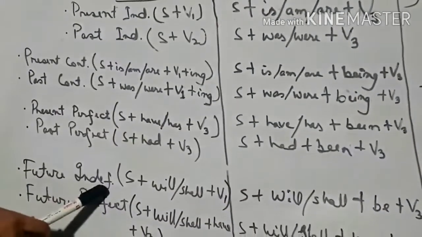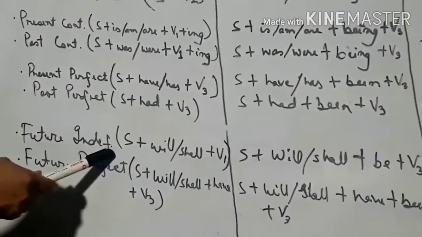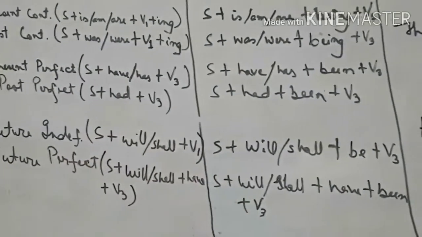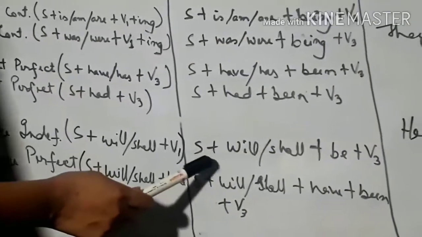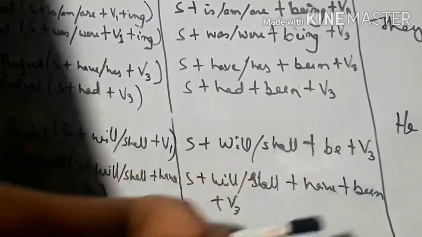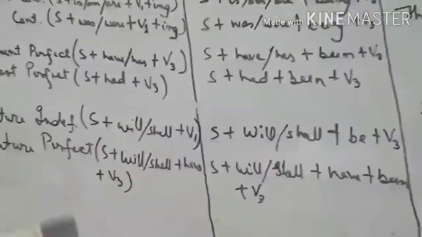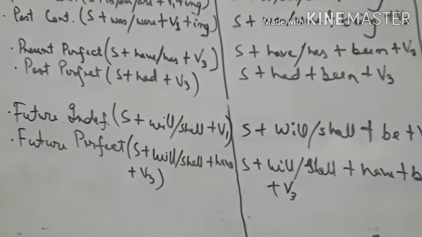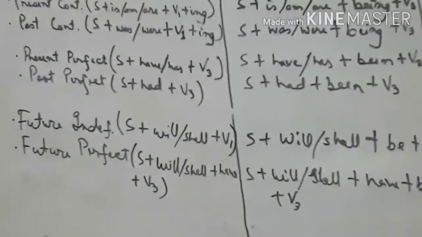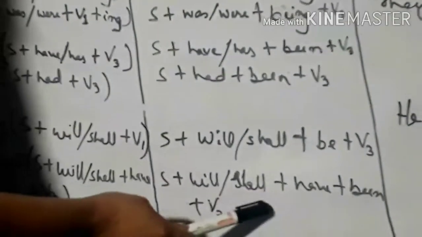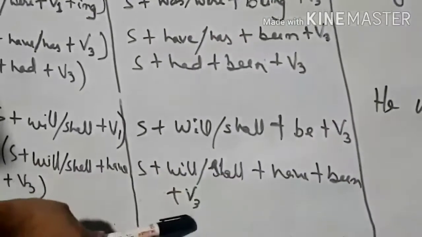Then future indefinite. If the sentence structure is subject plus will or shall plus B1, you need to apply these rules: subject plus will or shall plus be plus the third form of the verb. The third form of the verb means B3. Then future perfect. If the active sentence is given in the future perfect tense form, then you need to apply this rule: subject plus will or shall plus have plus been plus B3. B3 means the third form of the verb.